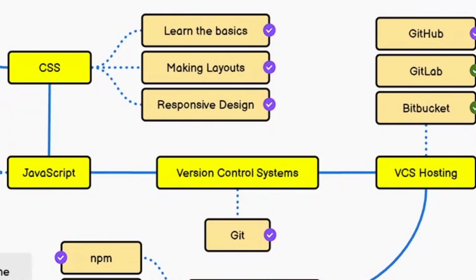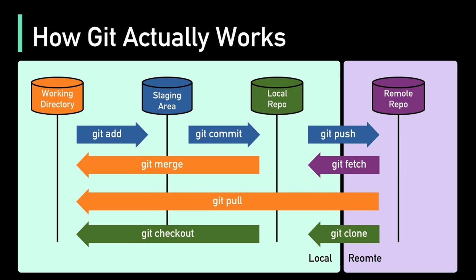Next up, Git. Think of it as your personal time machine for code. If you're not using it yet, now's the time. Git is a version control system. Every time you make changes to your code, you can take a snapshot of the project. Later, you can go back, check who changed what, and why. It's not just useful, it's essential for working on real projects, especially with a team.